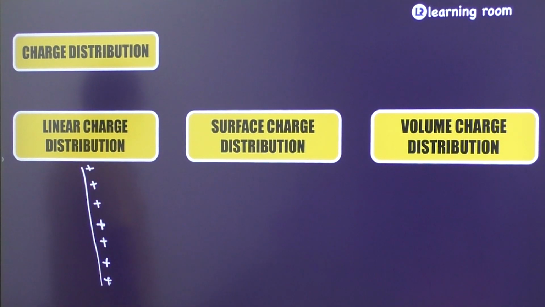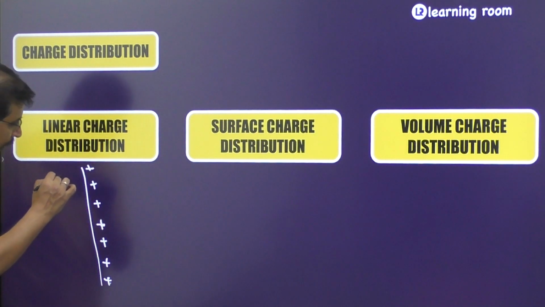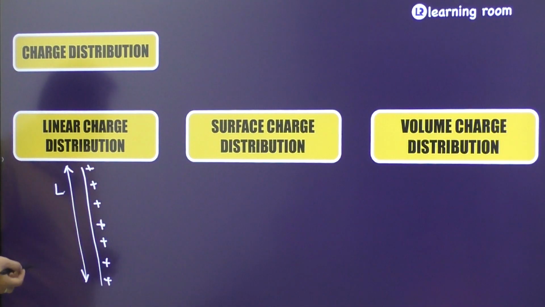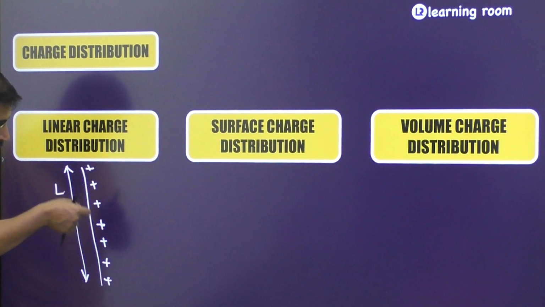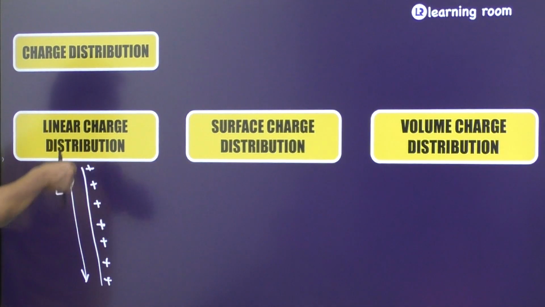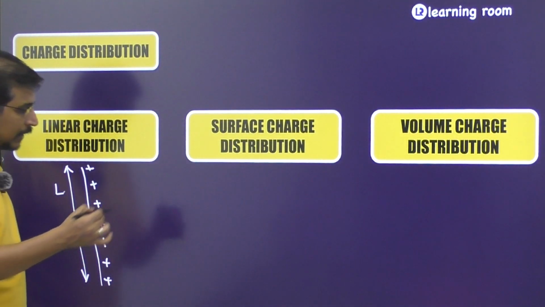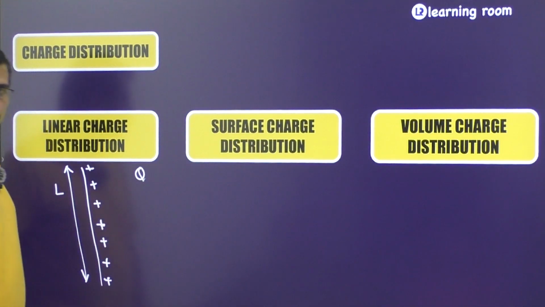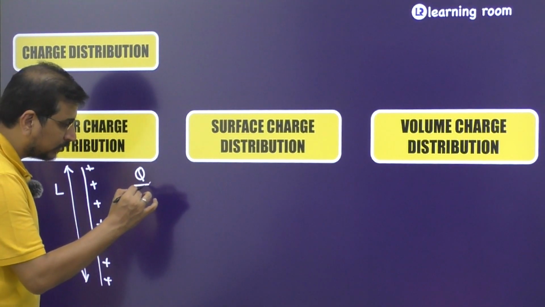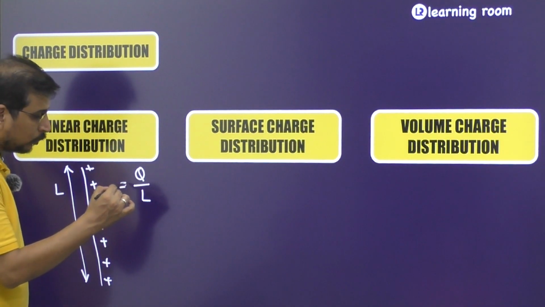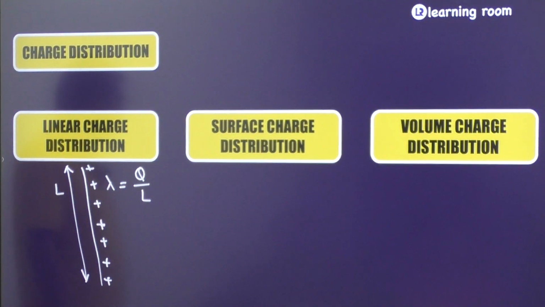And for a linear charge distribution, suppose I know the length of this material, which I take to be capital L, and I add, see, these are all small point charges. They get summed up to give you a total charge capital Q. So if I am able to calculate the total charge Q and divide it by L, then this is given a name, lambda, where this lambda is called the linear charge density.